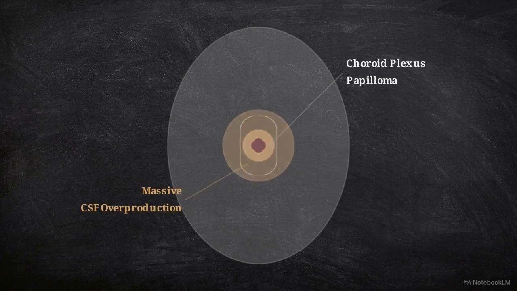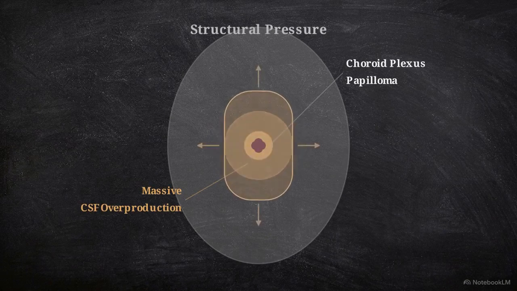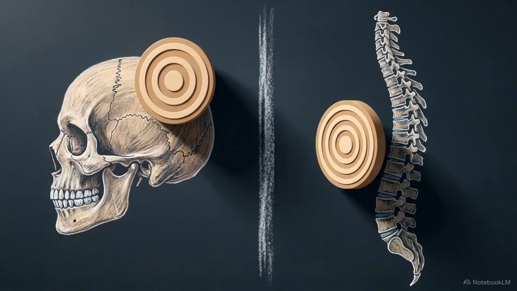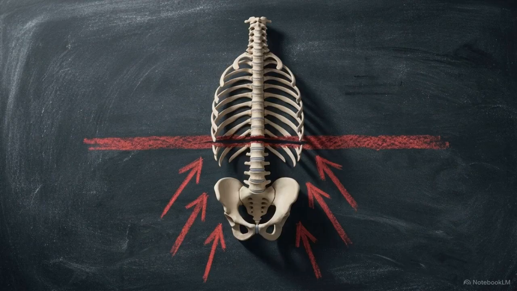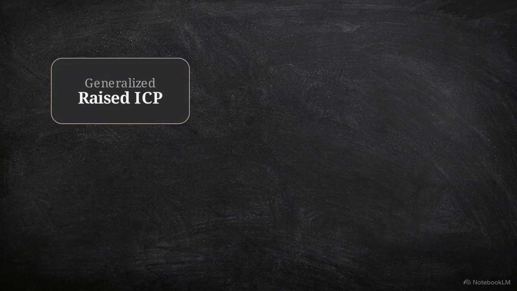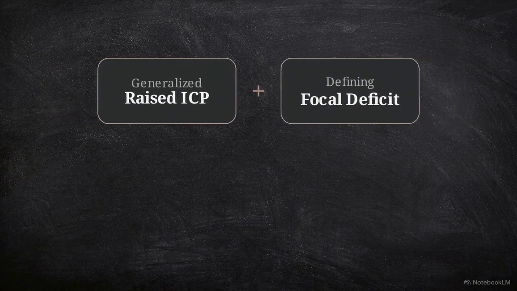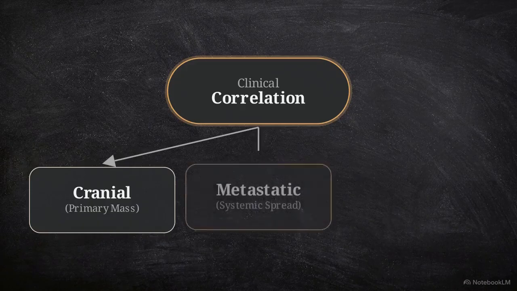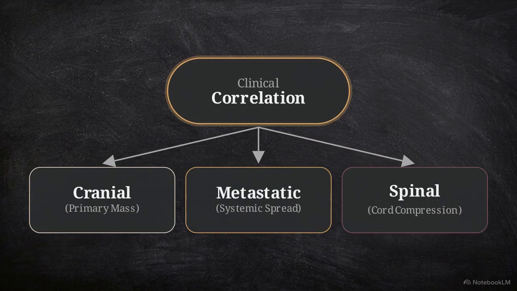In infants, a choroid plexus papilloma creates structural pressure not through a massive solid tumor, but through localized massive overproduction of cerebrospinal fluid. Cranial masses must be clearly differentiated from spinal cord compression. Spinal lesions present with distinct sensory levels, ascending motor weakness, and autonomic bowel and bladder dysfunction. Localizing a structural lesion requires pairing the generalized signs of raised intracranial pressure with one single defining focal deficit. That combination dictates whether the primary pathology is cranial, metastatic, or spinal.